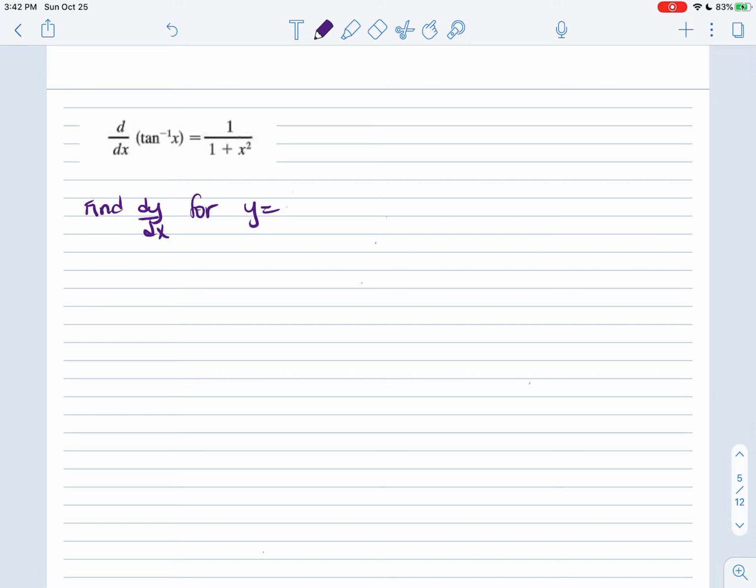And so we're looking to find dy dx for y equal to the inverse tangent of x. And we know that we can transcend that to be an implicit function by using its equivalent expression. And that equivalent expression means find y inside minus pi over 2 to pi over 2, where the tangent of y is equal to x.